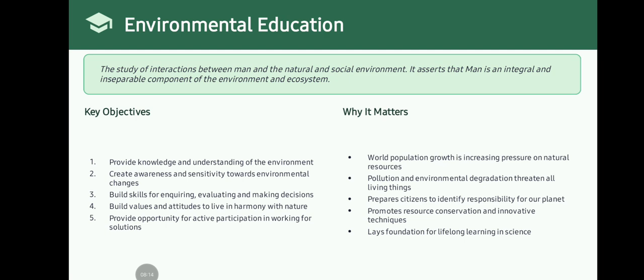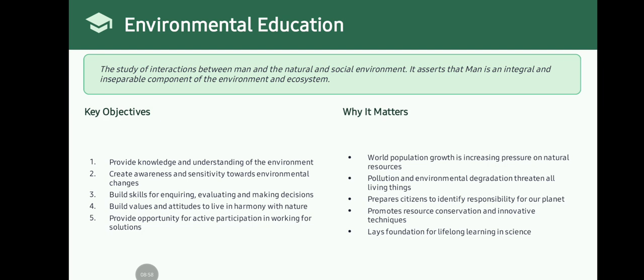What is environmental education? The study of interactions between man and the natural and the social environment. It asserts that man is an integral and inseparable component of the environment and ecosystem. The key objectives are: first, provide knowledge and understanding of the environment. Second, create awareness and sensitivity towards environmental changes. Third, build skills for inquiring, evaluating, and making decisions. Four, build values and attitudes to live in harmony with nature. Fifth, provide opportunity for active participation in working for solutions.